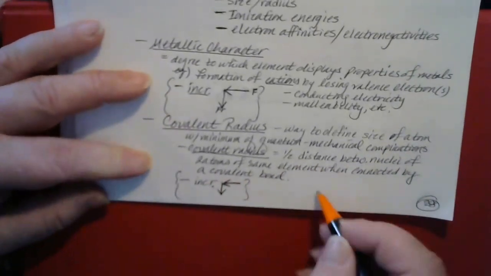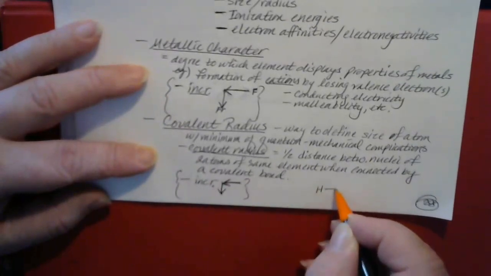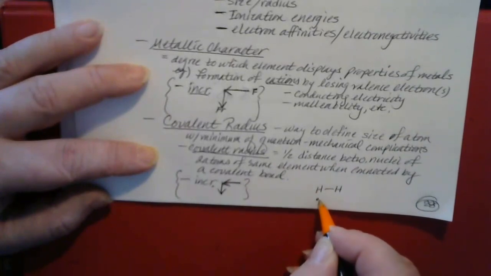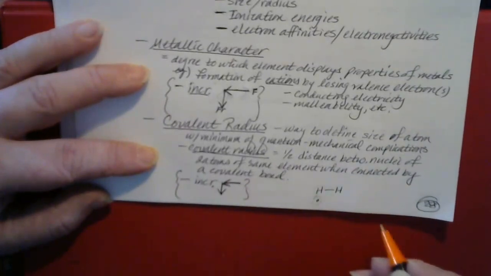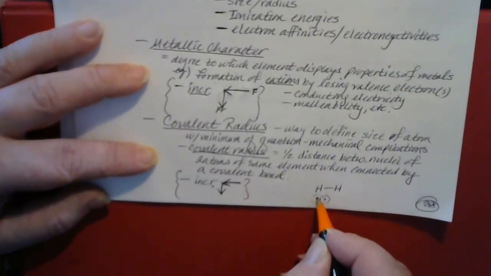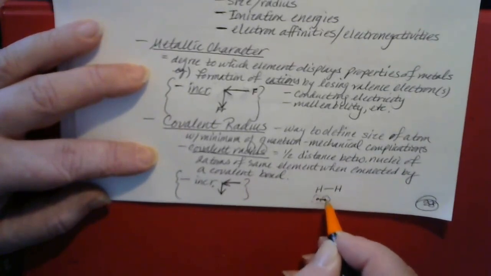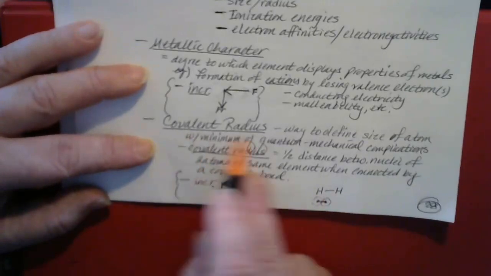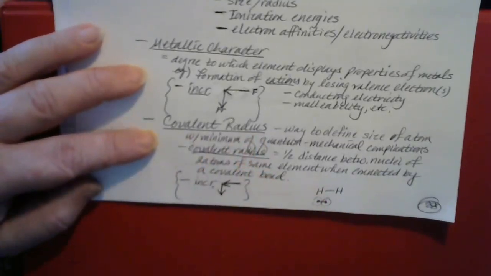So if you have, say, a hydrogen atom connected by a covalent bond to another hydrogen atom, you'd have a nucleus with a shell of electrons around it, and then you'd have another nucleus with another shell of electrons around it, and the distance between the nuclei in that bond, half of it would be considered the covalent radius for each of those hydrogen atoms.